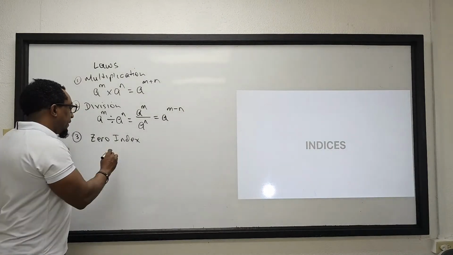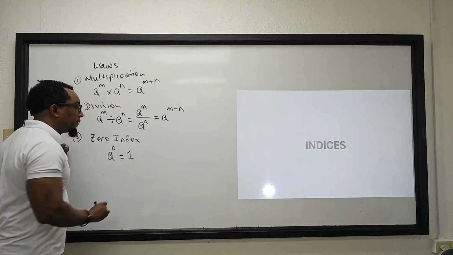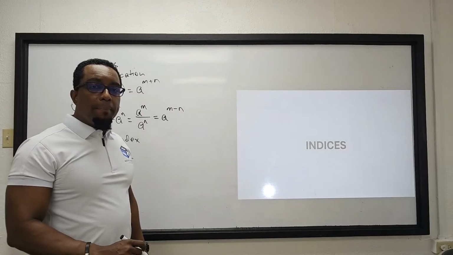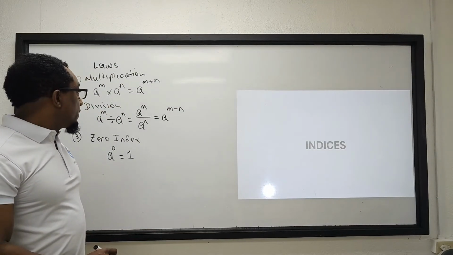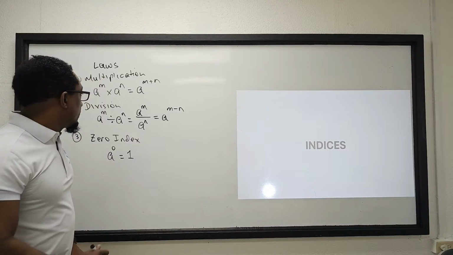So if you have a base raised to a power of 0, that is equal to 1. So any base raised to a power of 0 is equal to 1. You have the zero index.